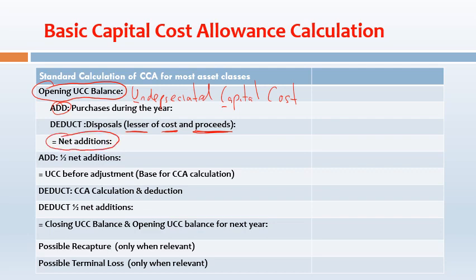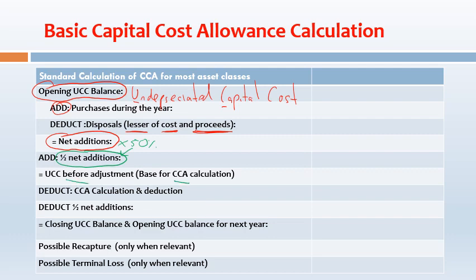Now, in order to incorporate the new rules for CCA, what happens now is a little bit complicated. What you're going to see is this net additions amount from up here. You're going to multiply this by 50%, and that's going to be 1/2 of the net additions. Now you're going to add that amount to your running total already. Add 1/2 the net additions. Now this is going to give you your undepreciated capital cost before you calculate CCA.